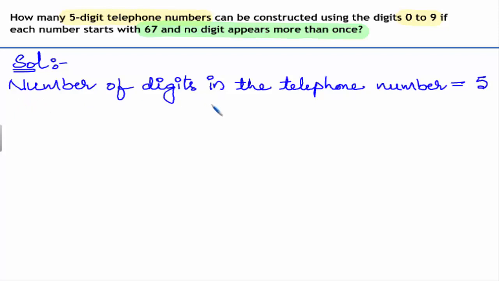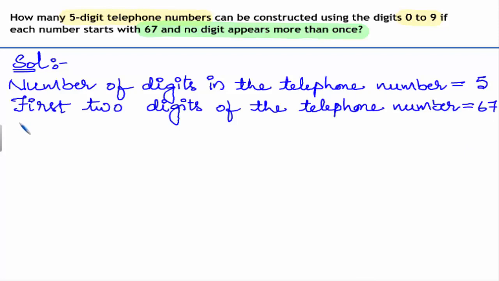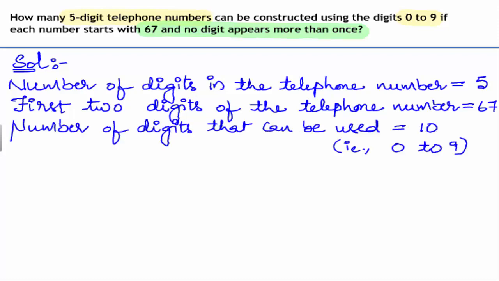Number of digits that are to be there in the telephone number is equal to 5. First 2 digits of the telephone number is equal to 67. We are also given that the number of digits that can be used to construct the telephone number is 0 to 9. That means the total number of digits that can be used is equal to 10. Now observe the problem once again. The telephone number should start with 67 and no digit appears more than once. That means repetition of the digits is not allowed.